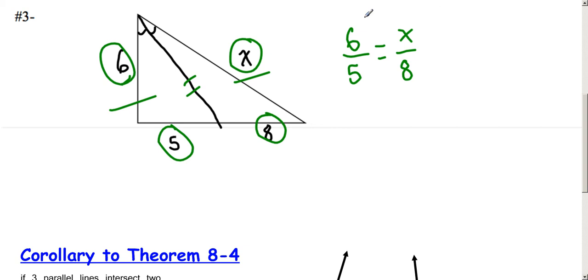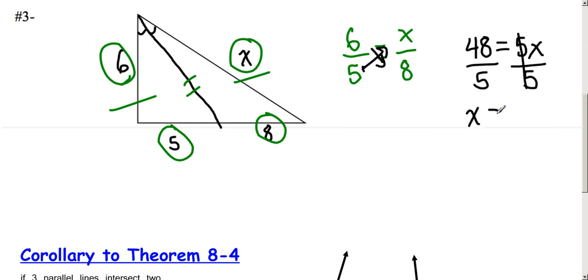Okay, let's solve for x. Let's cross multiply. 6 times 8 is 48. Set that equal to 5 times x. Okay, we're not going to get a nice neat whole number, but let's divide both sides by 5. 5 over 5 makes 1, so x equals, let's see, 5 goes into 48, 9 times with 3 left over. We're getting a lot of 9 mixed numbers here. All right, we can make a little box around our answer.